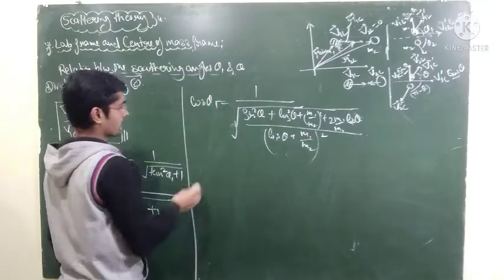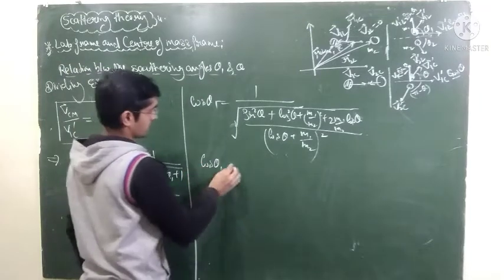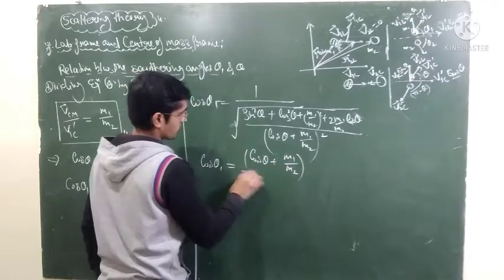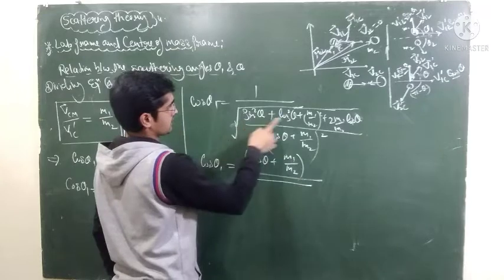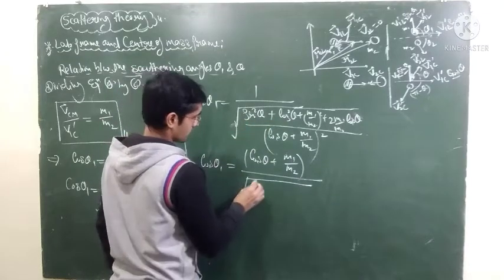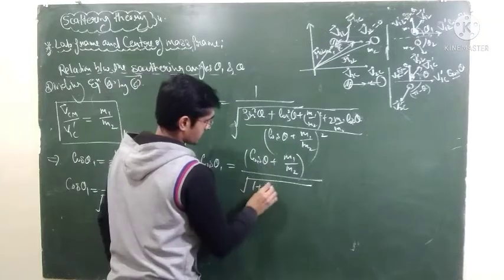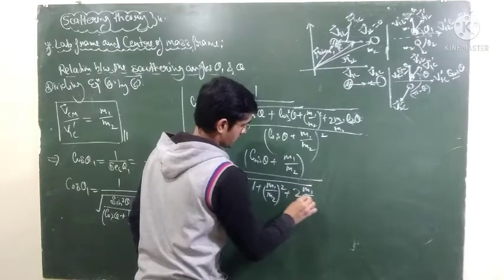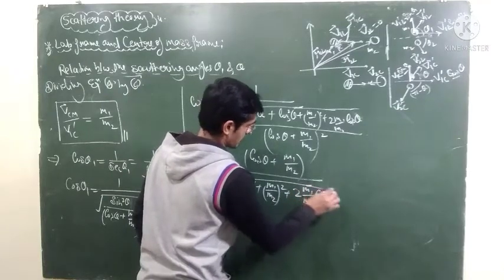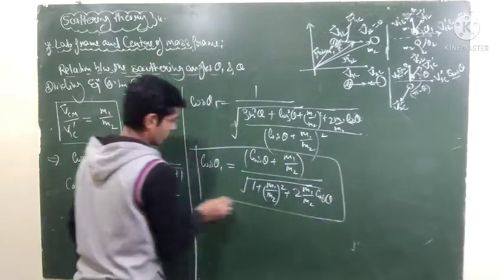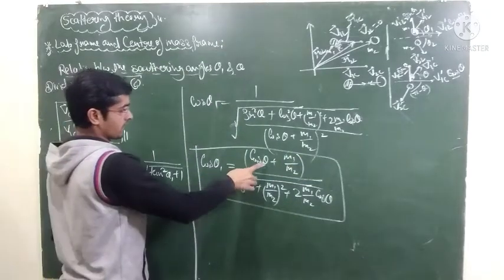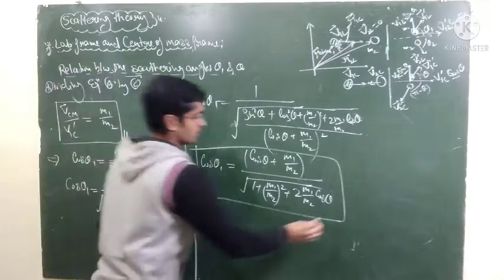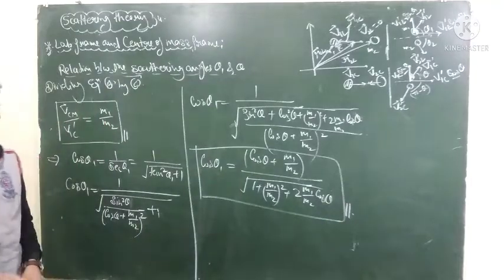So this can be taken in the numerator and it will be cos theta 1 equal to cos theta plus m1 over m2, divided by square root of 1, since sine square theta plus cos square theta is 1, and the second term is m1 over m2 whole square, plus 2 m1 over m2 cosine theta. So this is the relation that we are looking for, the relation between theta 1 and theta, the scattering angles in the lab frame and in the center of mass frame. So this is the desired result.